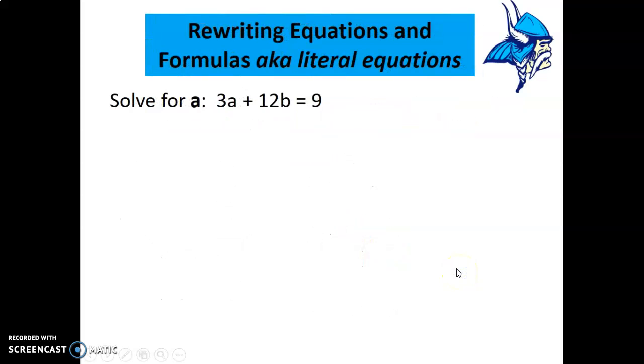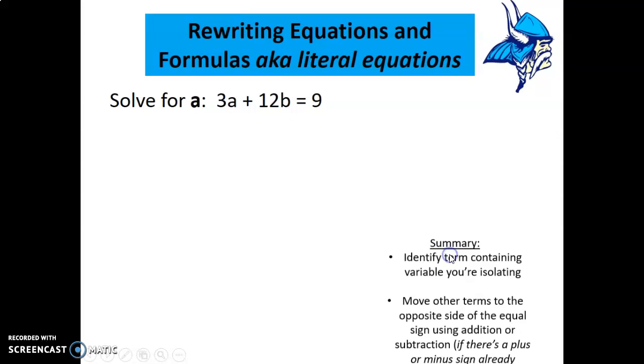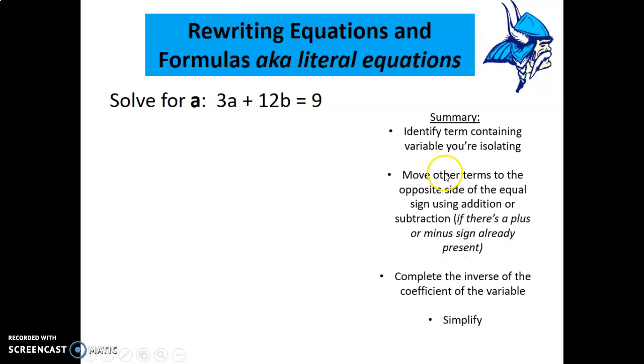So here's another example for you. Again, here's our steps to solve. I want to solve for a, so this is the term I'm isolating for. I'm going to move other terms to the opposite side of the equal sign. So here's my other term. I'm going to move it by subtracting inverses. Okay, so 3 times a number has a value of 9 minus 12b. Again, I cannot combine these two terms because they don't have the same combination of variables.